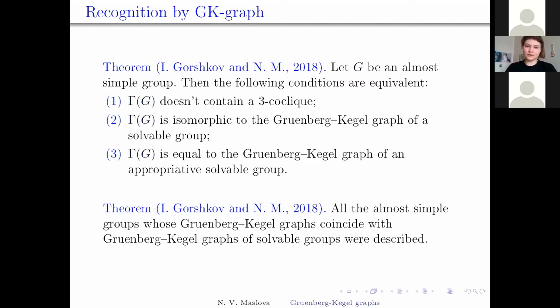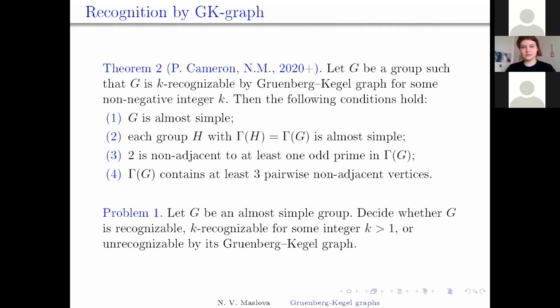Its Gruenberg-Kegel graph is isomorphic to the Gruenberg-Kegel graph of some finite solvable group. And all finite almost simple groups with these properties are known. So applying our Theorem 1 and these results, we conclude that if G is a finite group which is almost recognizable by Gruenberg-Kegel graph, then G is forced to be almost simple.